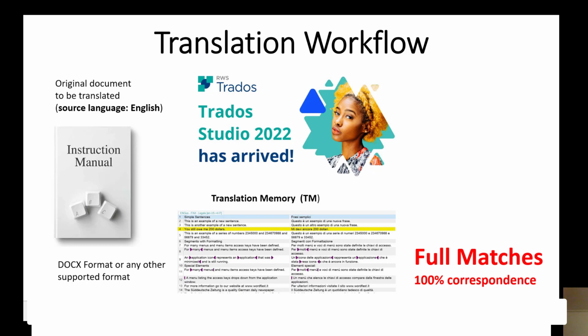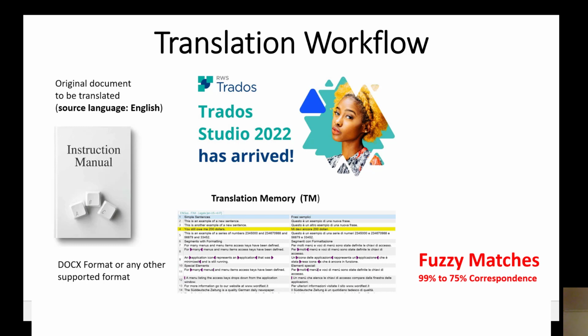Anyway, from the translation memory, other than full matches, we might also receive fuzzy matches, which are sentences that are similar to those that we have already translated in the past, and the similarity goes from 99% down to 75%.